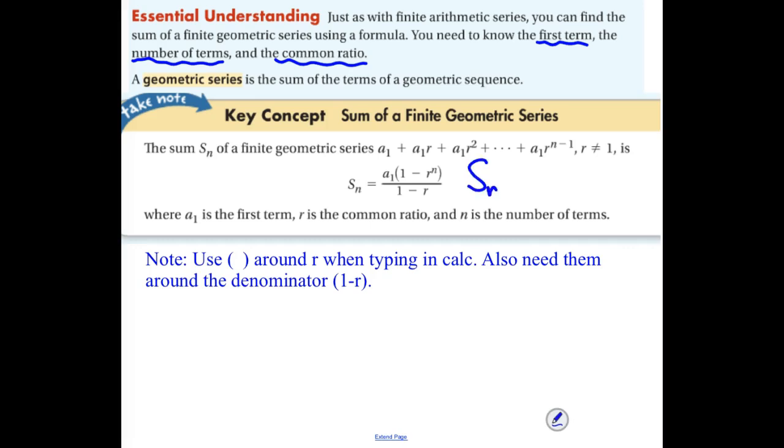So we're going to write S sub n equals our first term times, so we're going to have parentheses, 1 minus. Now I want you to put parentheses around the r, and then it's to the nth power. Then you're going to close off the numerator parenthesis, and in the denominator, you need another set of parentheses around 1 minus r. If you use parentheses like I've just written as you type it in your calculator, you should be fine.